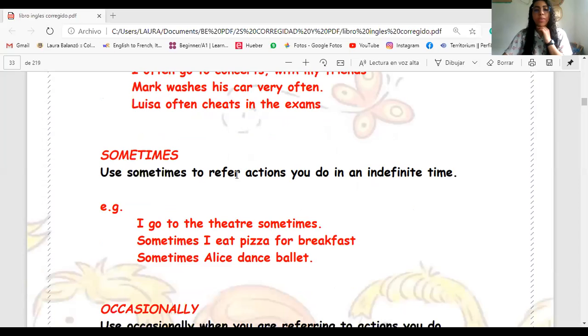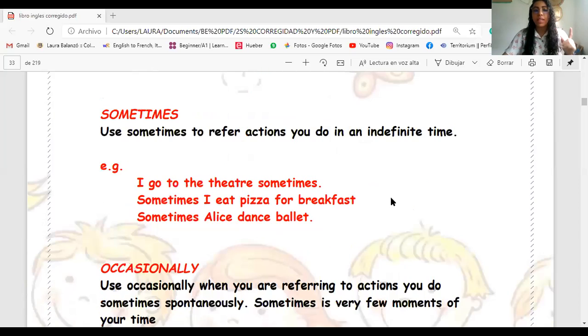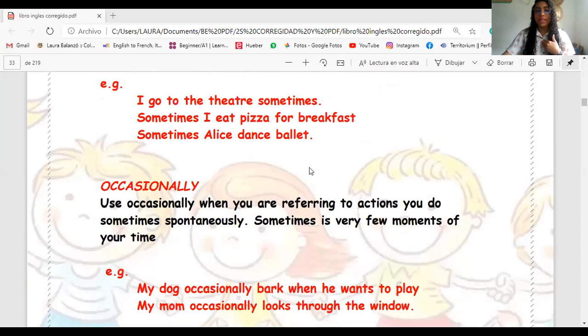Sometimes, we use sometimes to refer to actions you do at an indefinite time. Usamos sometimes, algunas veces, para referirnos a acciones que pasan en tiempos indefinidos. Right? I go to the theater sometimes. Voy al teatro algunas veces. Sometimes I eat pizza for breakfast. Algunas veces como pizza para el desayuno. Sometimes Alice dances ballet. Sometimes, algunas veces, Alice baila ballet.